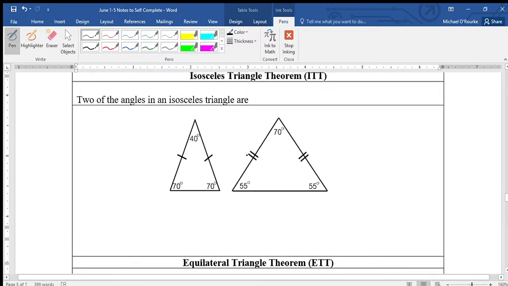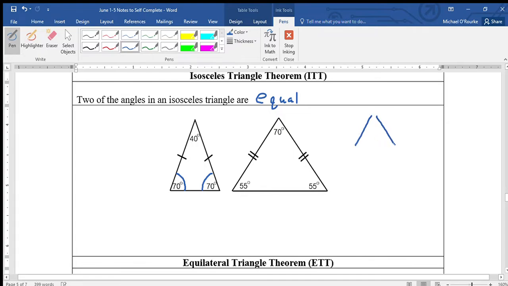Now, this one here, two angles in isosceles triangles are equal. So if you look here, isosceles triangle, therefore these two angles here are going to be equal. Isosceles here, the legs of these are going to be equal.